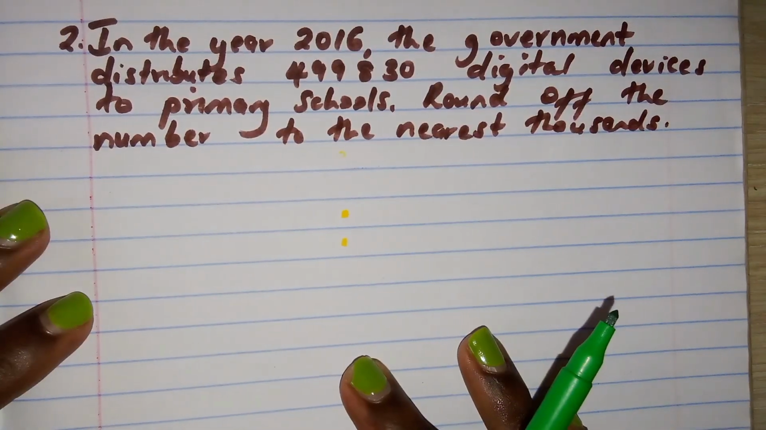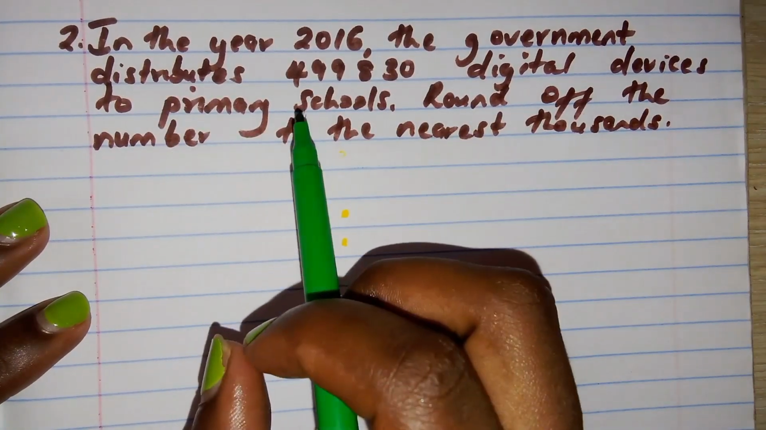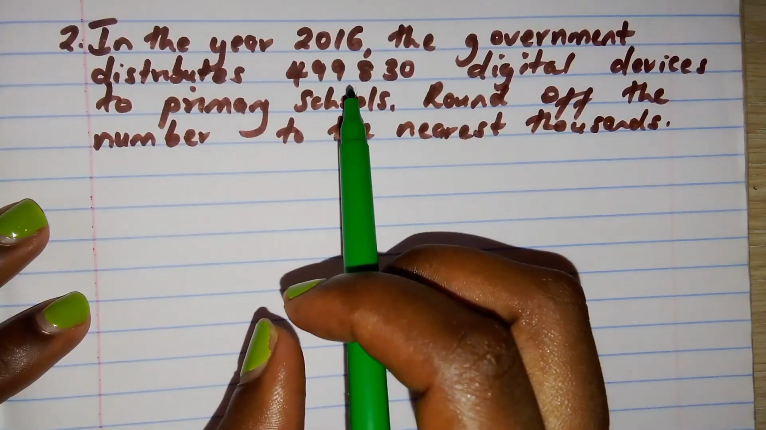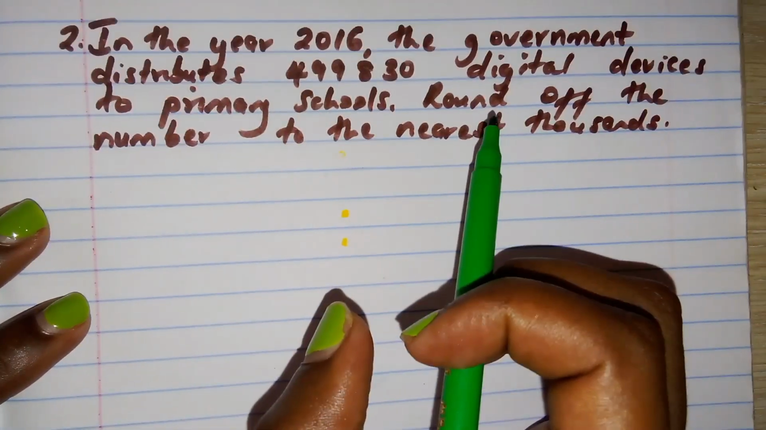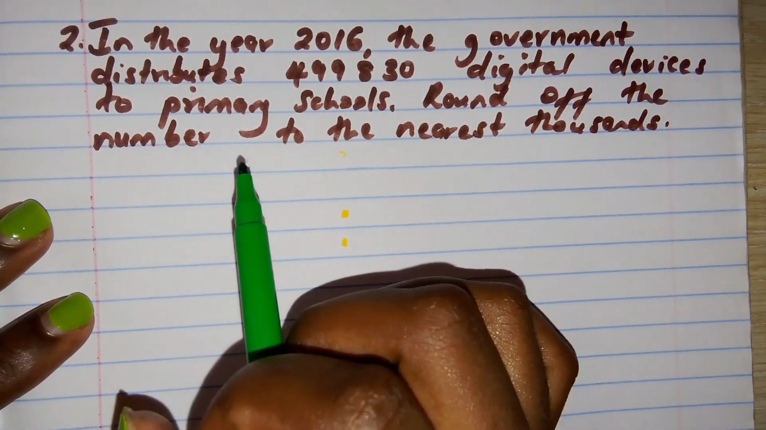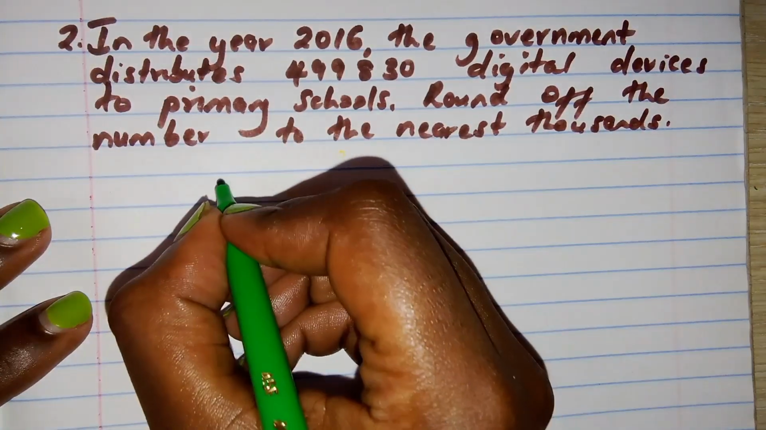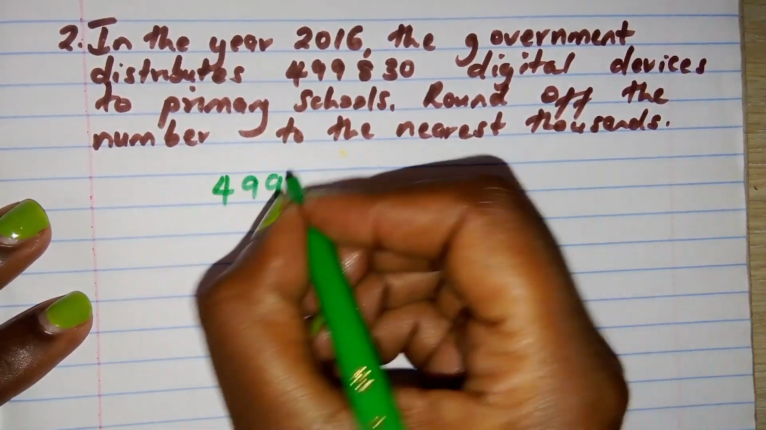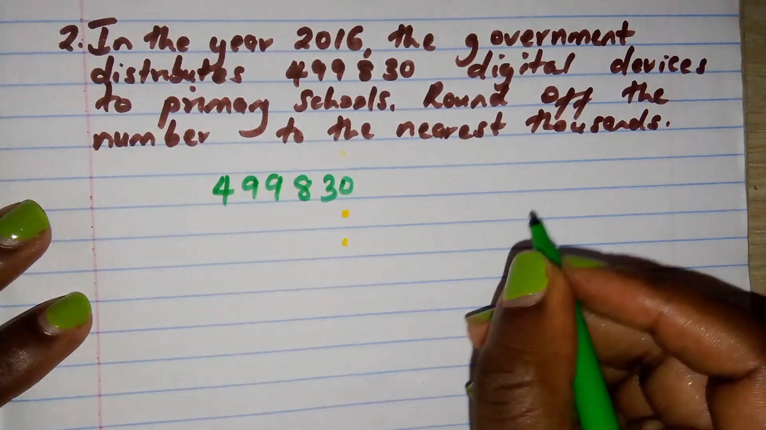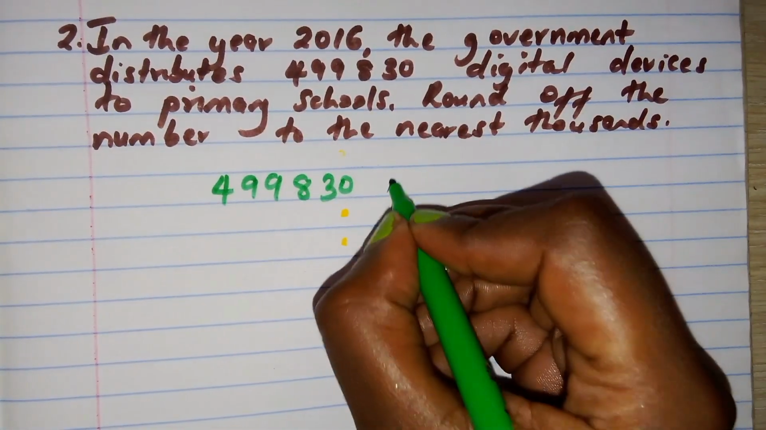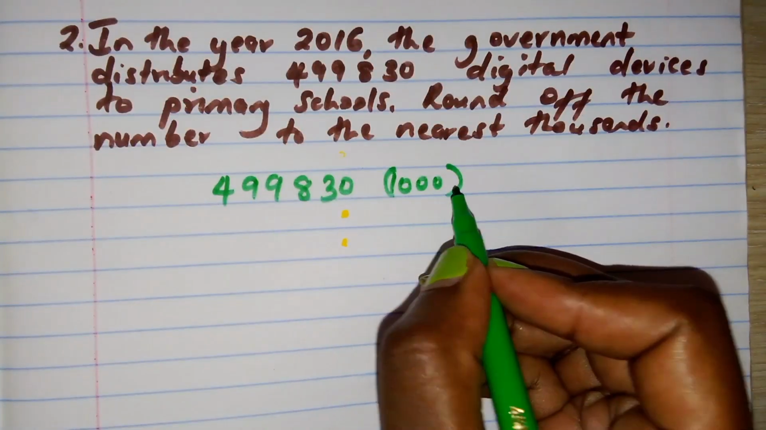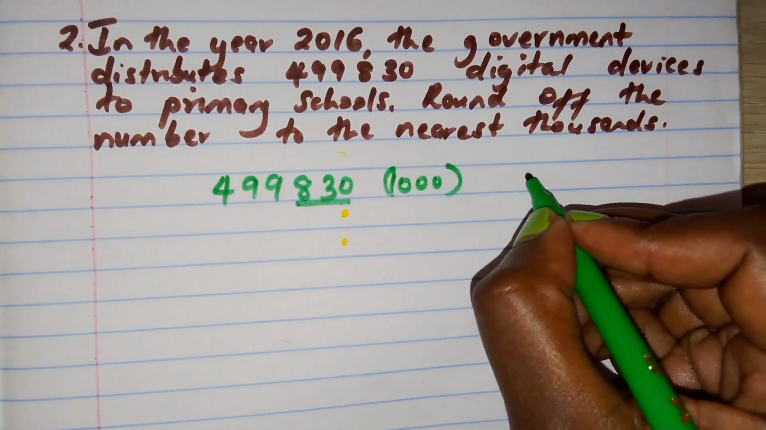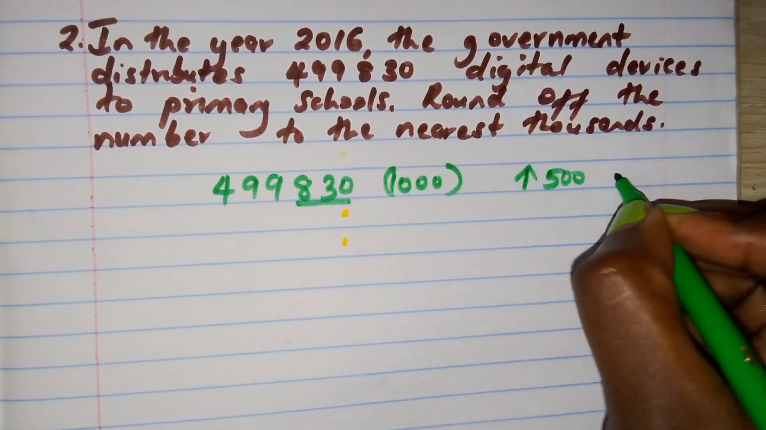Now we can look at a word problem. Number 2, in the year 2016, the government distributes 499,830 digital devices to primary schools. Round off the number to the nearest 1000. So the number is 499,830. So to the nearest 1000, you look at the last three digits. So if it's more than 500, round up.